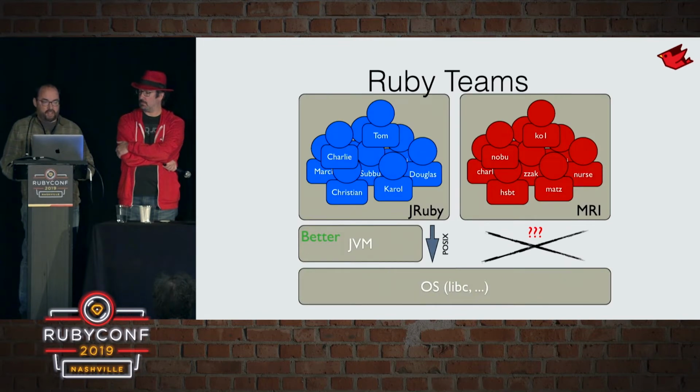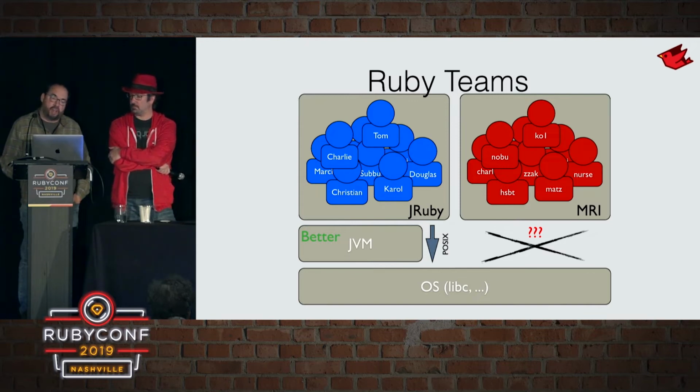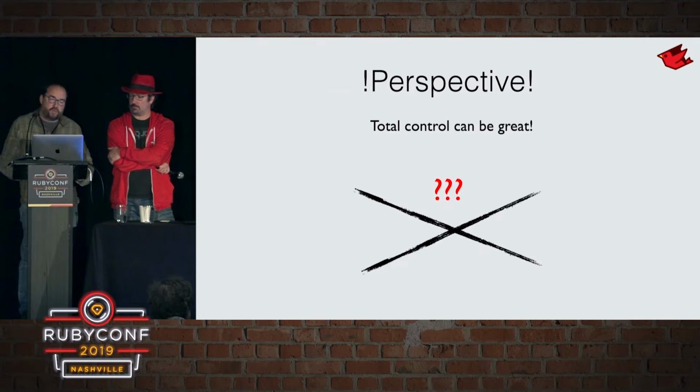I got a little too fast there. OK, good. And MRI doesn't really have any dependencies other than the C compiler. From our perspective, this isn't as good as being built on top of the JVM because they have the control to do anything they want, but they have to do everything.